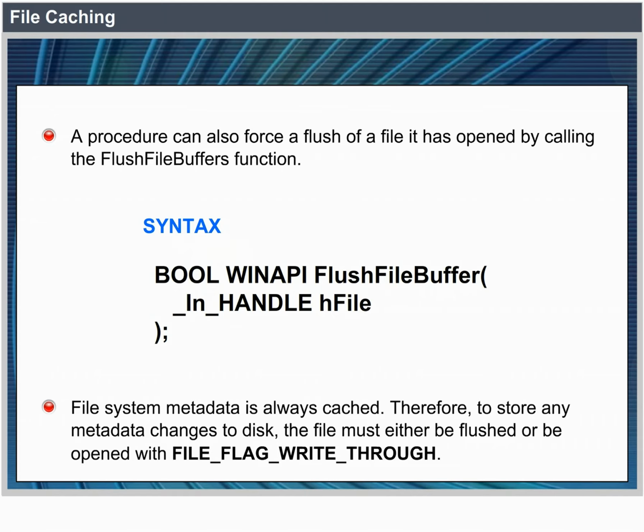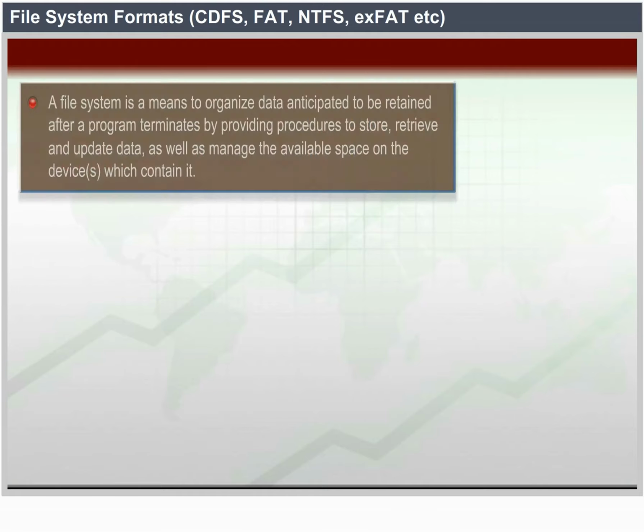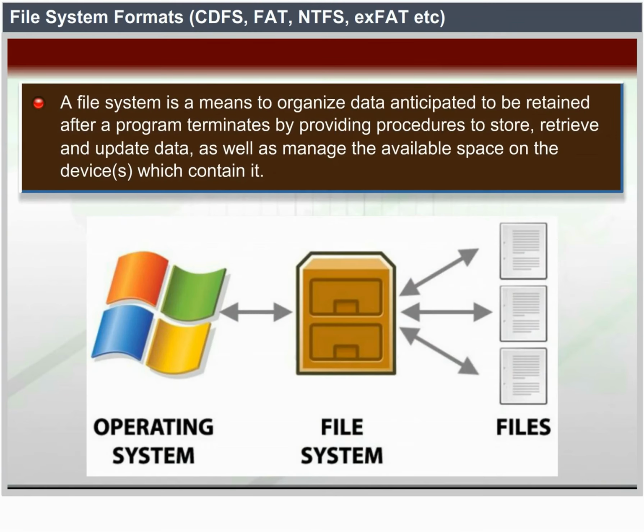File system formats: CDFS, FAT, NTFS, exFAT, etc. A file system is a means to organize data expected to be retained after a program terminates by providing procedures to store, retrieve and update data, as well as manage the available space in the device or devices which contain it.